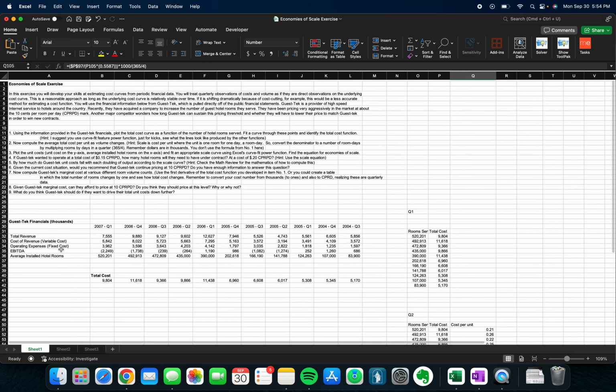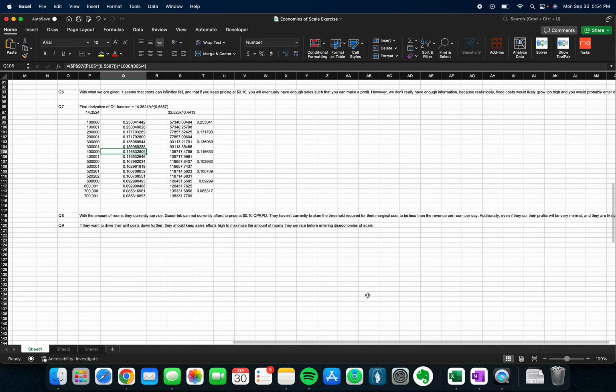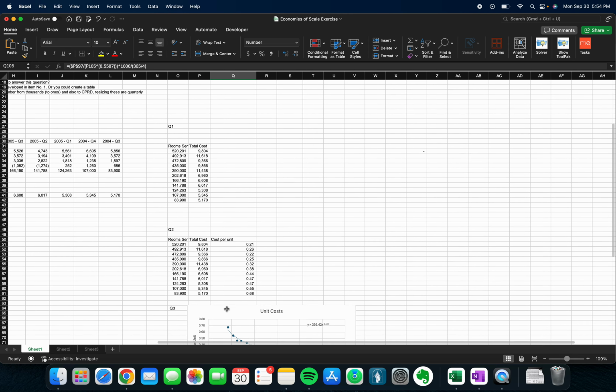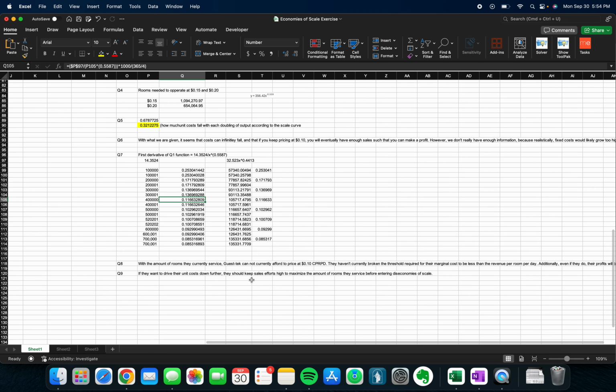Question 9. What do you think Guest Tech should do if they want to drive their total costs down even further? In an ideal world, if they want to drive their unit costs down even further, they should keep sales efforts high to maximize the amount of rooms they service before entering diseconomies of scale. Obviously, the more rooms that they serve, the less the unit costs for fixed costs are, and their unit cost per room is going to decrease. So that is how it would work in an ideal world.